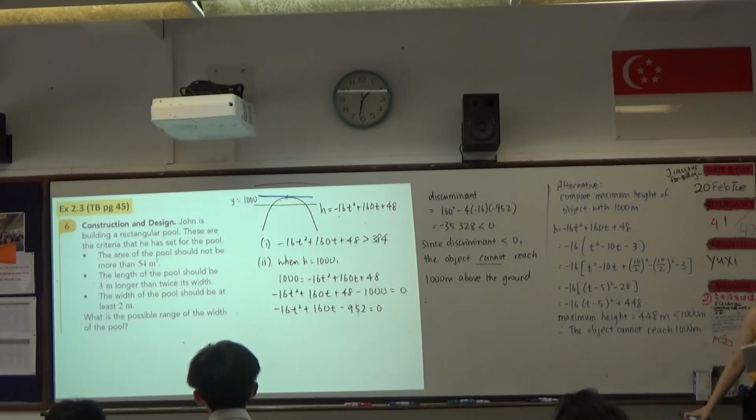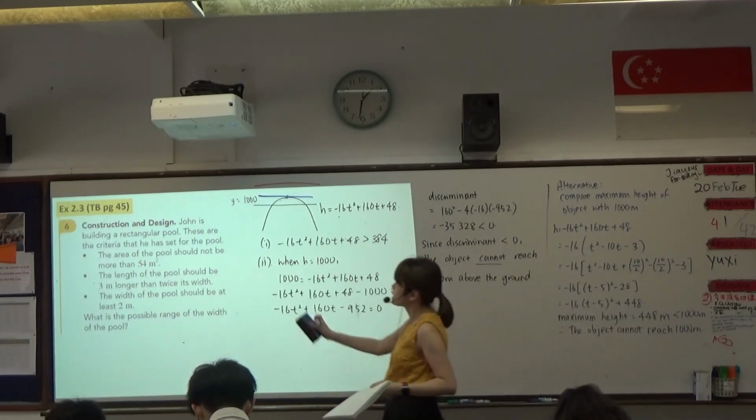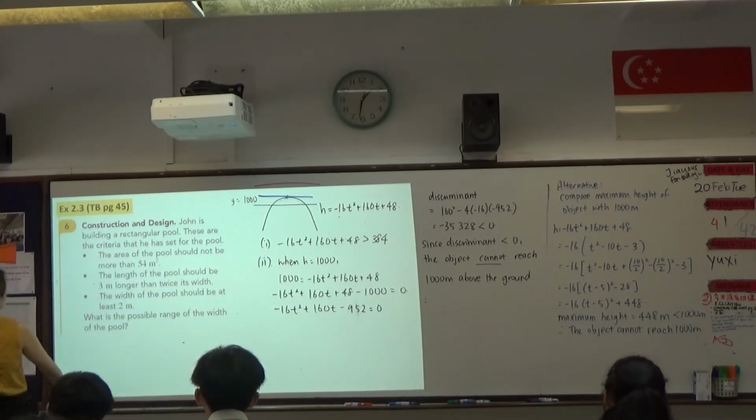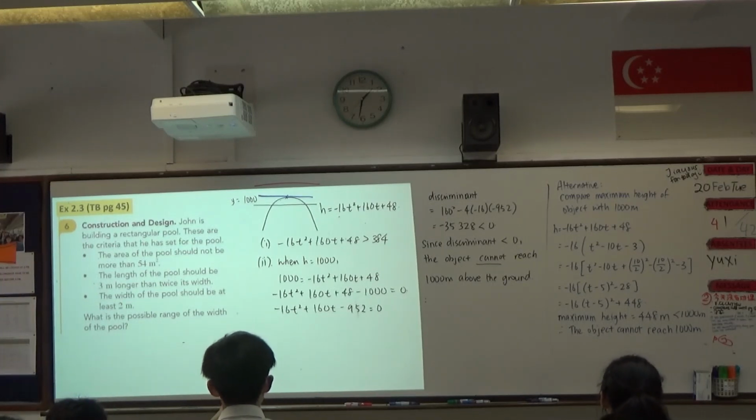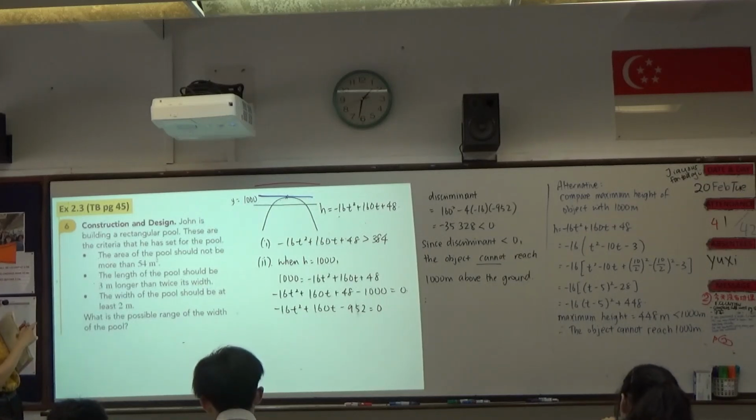Okay, let's read the question. It's in your textbook page 45, exercise 2.3, question 6. It says that John is building a rectangular pool. These are the criteria that he has set for the pool.